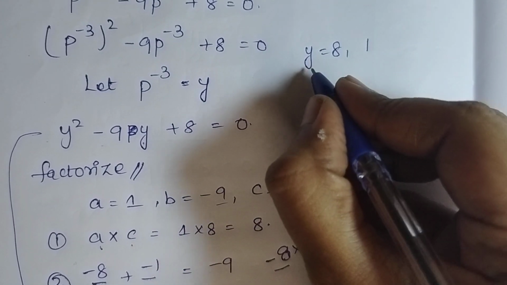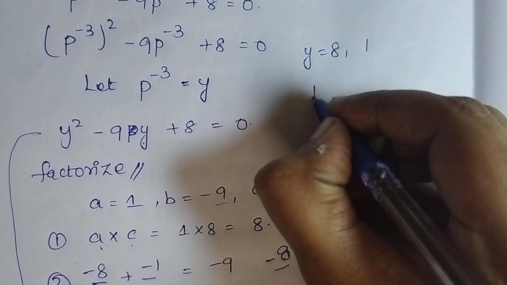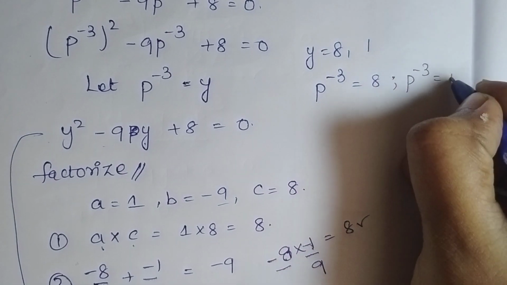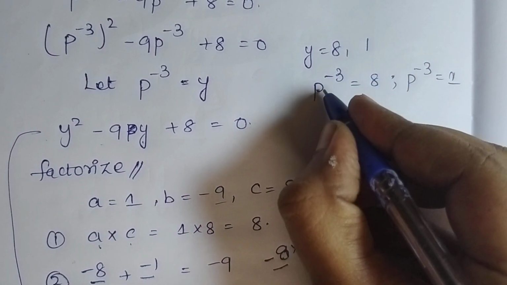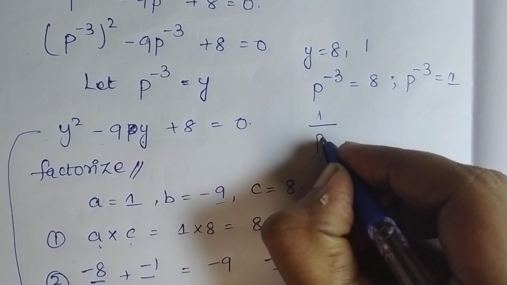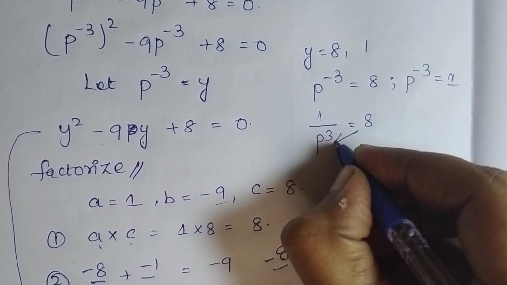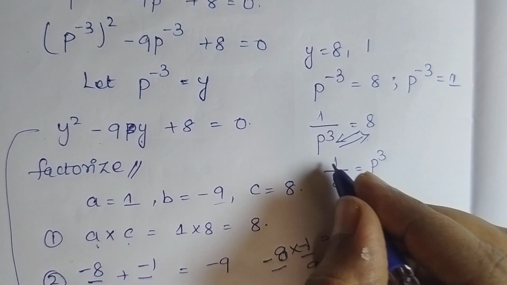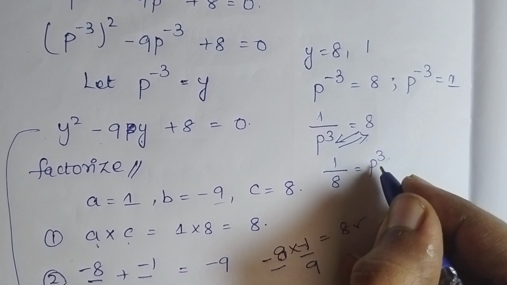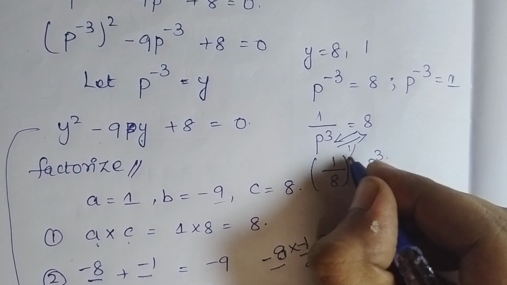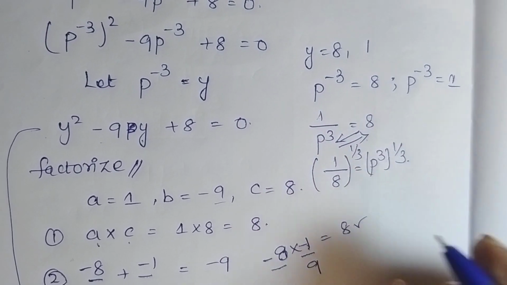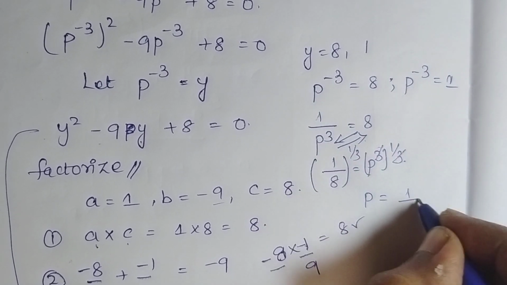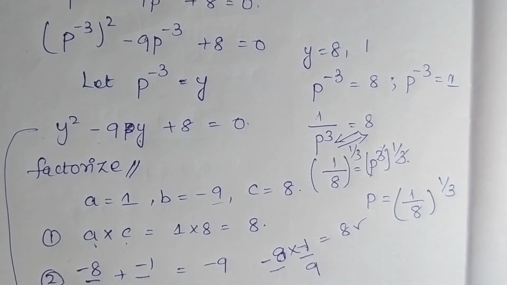So instead of y, I am going to substitute P power minus 3. So P power minus 3 is equal to 8, and then P power minus 3 is equal to 1. First find the value for this. Therefore I am going to write this as 1 divided by P cube, which is equal to 8. I am going to perform cross multiplication. Therefore 1 by 8 is equal to P cube. In order to remove this cube, I am going to take the cube root on both sides. Then this 3 gets cancelled. P is equal to 1 by 8 the whole power 1 by 3.